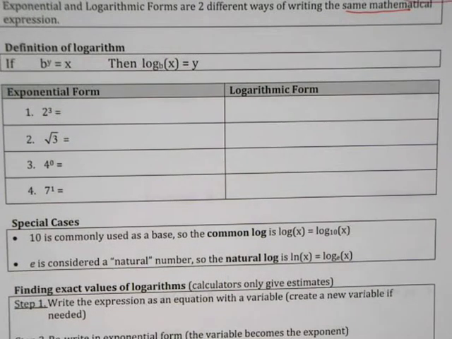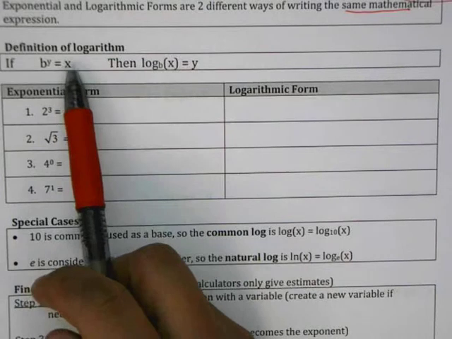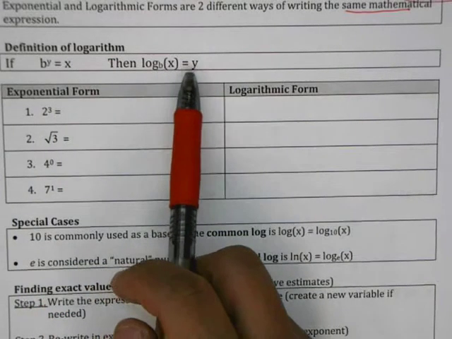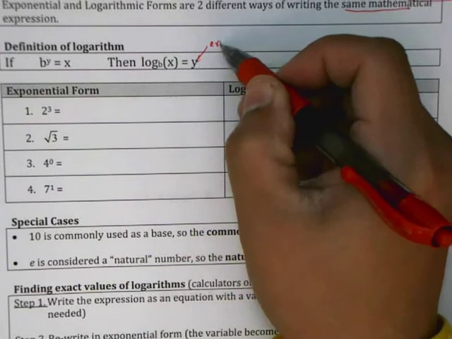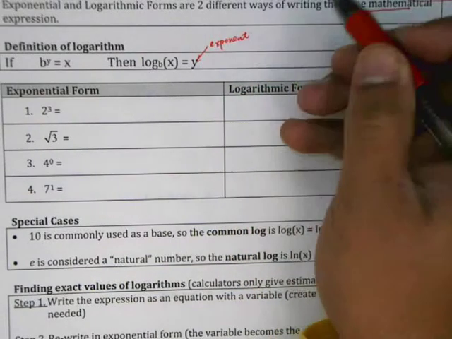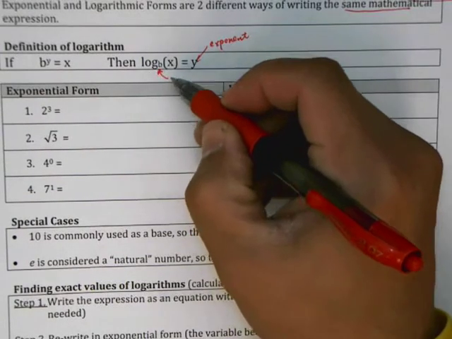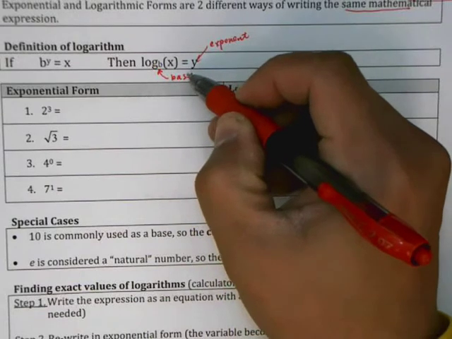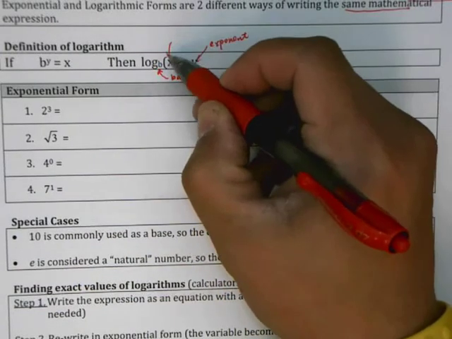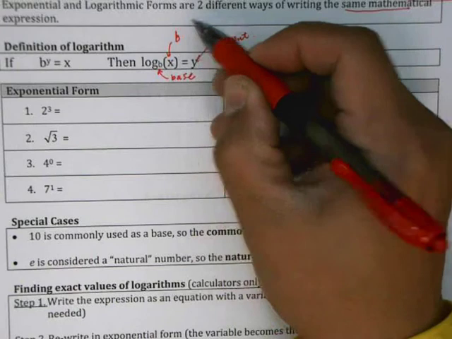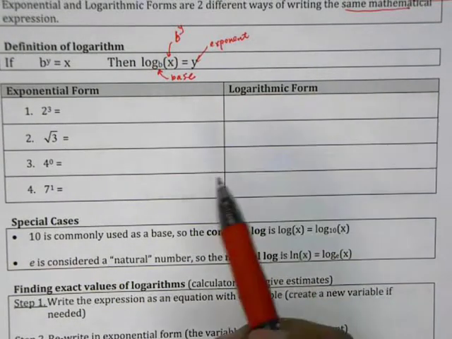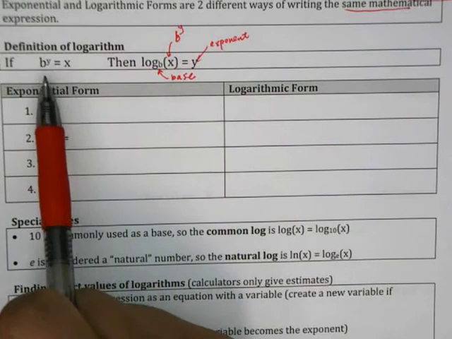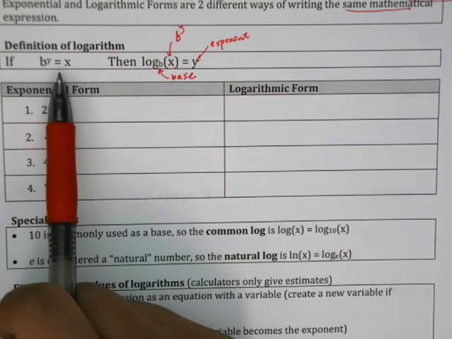So with this type of problem in mind, let's get going here and look at the definition of a logarithm. And the definition is a little bit unusual. It says, if b to the y equals x, then log b of x equals y. In other words, y is the exponent. The b here is the base. And x is the base raised to the exponent. It's really just the exact same concept, but it's written a different way.